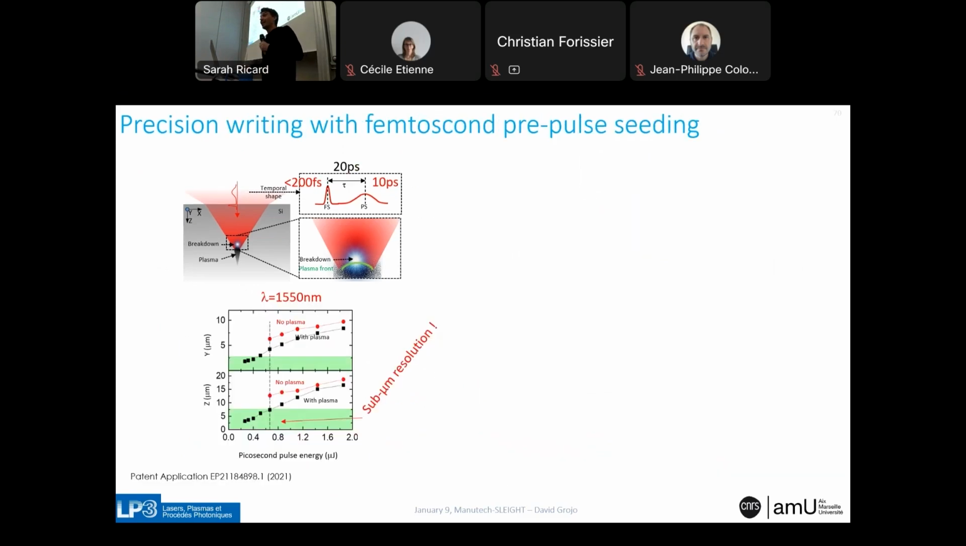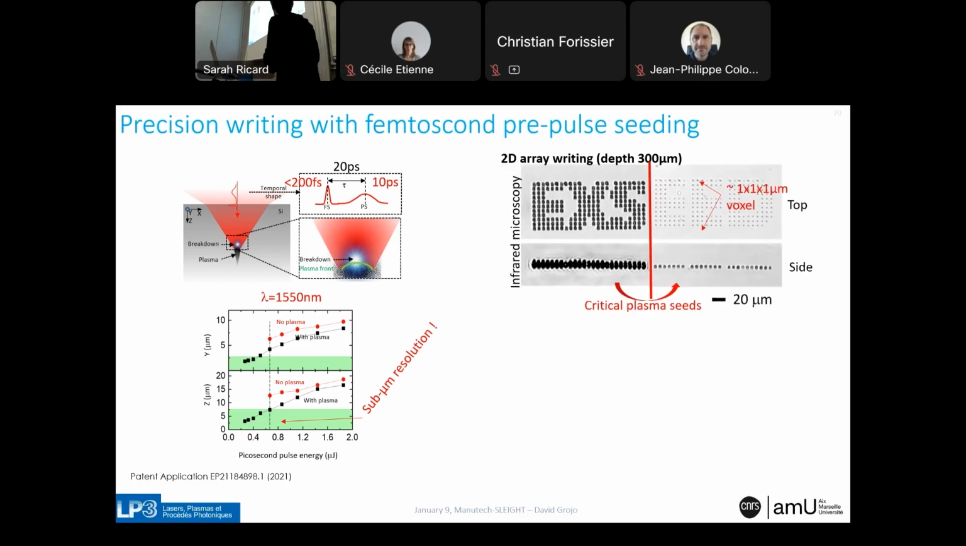So in terms of resolution performance, what is interesting is the lateral resolution. This is the comparison of the modification size without the plasma and with the pre-plasma. You see we can significantly decrease the lateral size down to the diffraction limit. More spectacular is the longitudinal resolution. Without the plasma, we are limited, so we have something elongated. But with the plasma, we have almost the same resolution longitudinally and laterally.